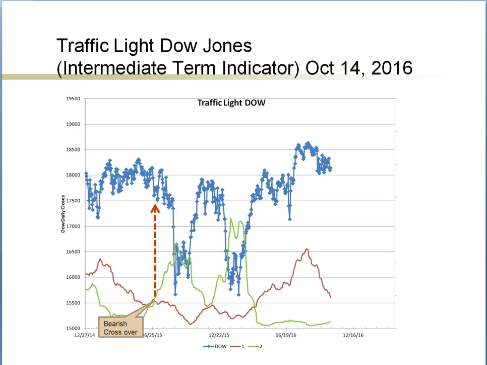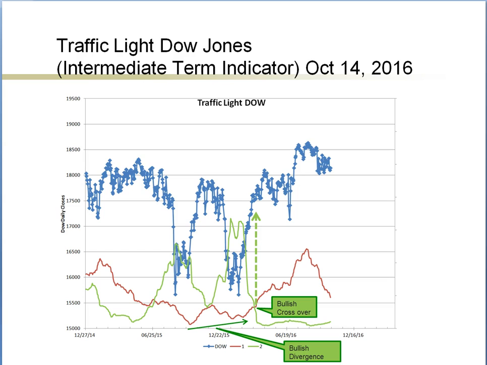Here's just a slide on bearish crossover, and here's a slide talking about bullish signs showing on the traffic lights, bullish divergence and bullish crossover. Basically, in a bullish divergence, price drops while the money inflow line increases, and the bullish crossover is when the red line, money in, crosses above the green line. Here's everything on the same slide for your reference.